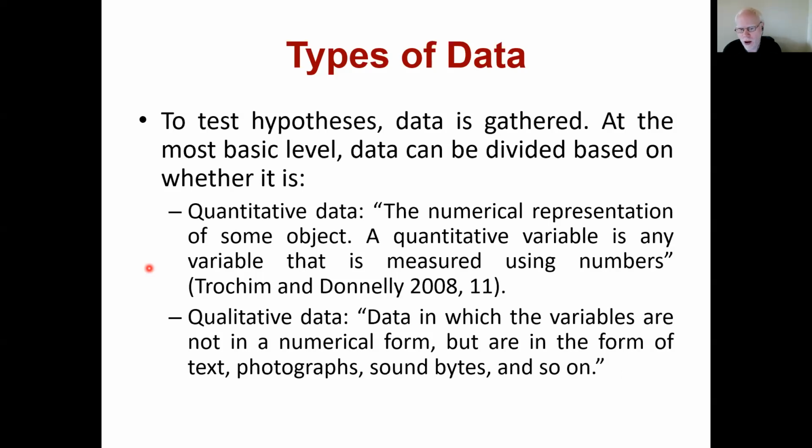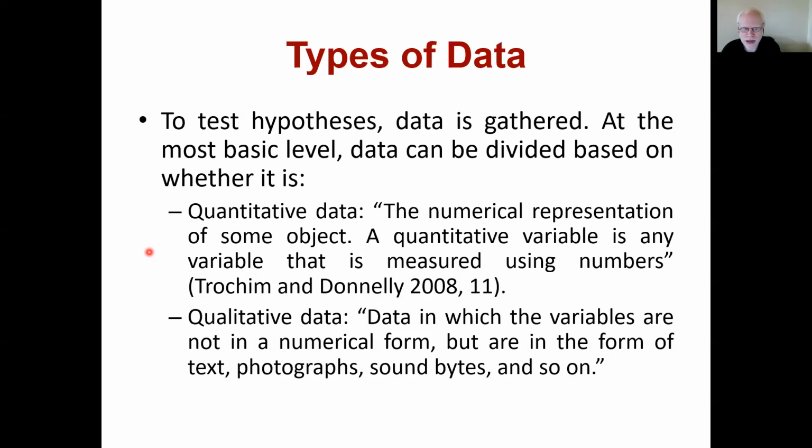So phone number would not be considered quantitative data, because you could replace phone number with letters. It's representing a person. It's not representing the number or the amount of something. And then qualitative data is data in which the variables are not in a numerical form, but are in the form of text, photographs, sound bites, and so on, phone numbers. So these are labels for something else.